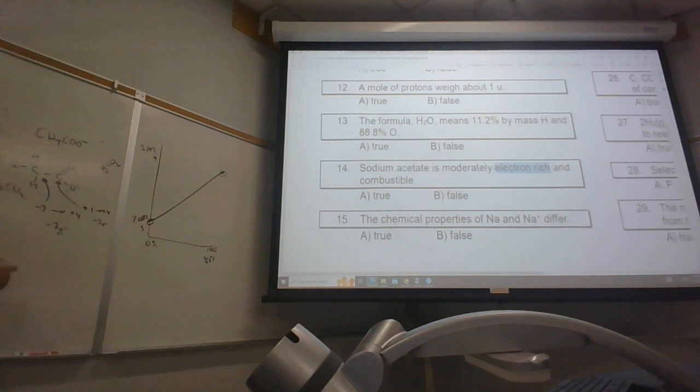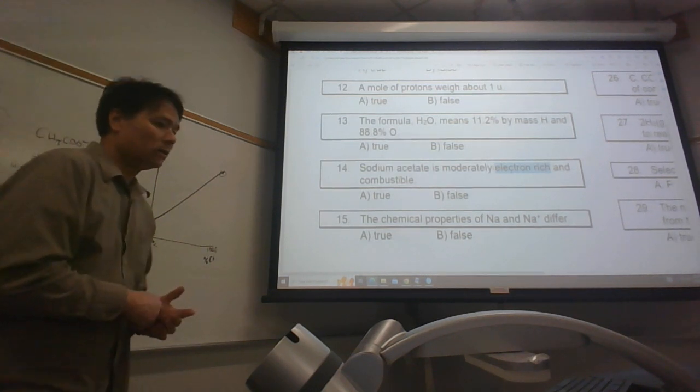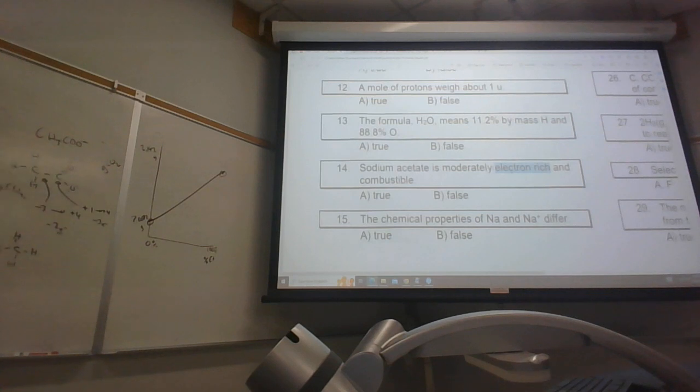It's not as many as, let's say, methane. Methane can lose 8 electrons because this is -4, and -4 going to +4 is 8 electrons, but still, that's 7 electrons. And so this is why it is somewhat electron rich. I wouldn't call it as rich as something like methane or ethane, but it's not as poor as oxalic acid. And so this would be true. I would write true for this.